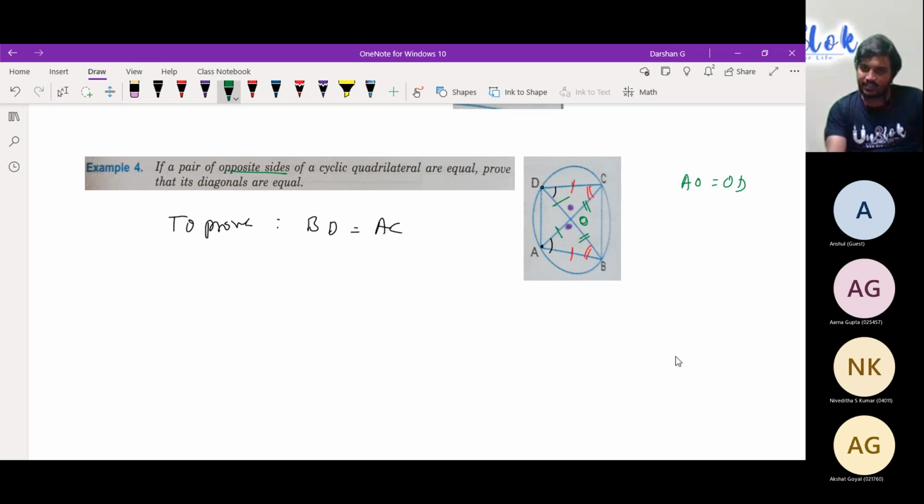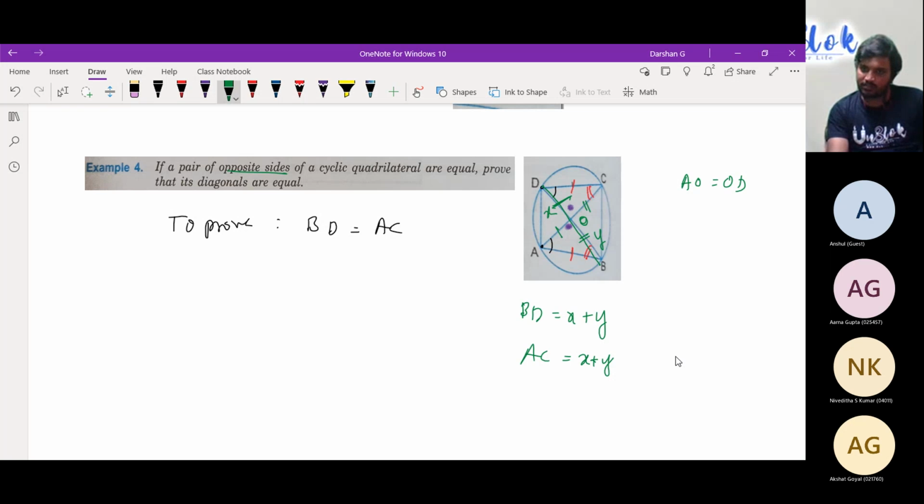Now see this. If I see the complete diagonal, imagine this is X and this is Y. So the complete diagonal BD is X plus Y. Similarly, what is the diagonal AC? X plus Y. If you don't see it very carefully, what will happen? You will think this and this are equal. You will think this X and Y will be equal, but that's not the case.